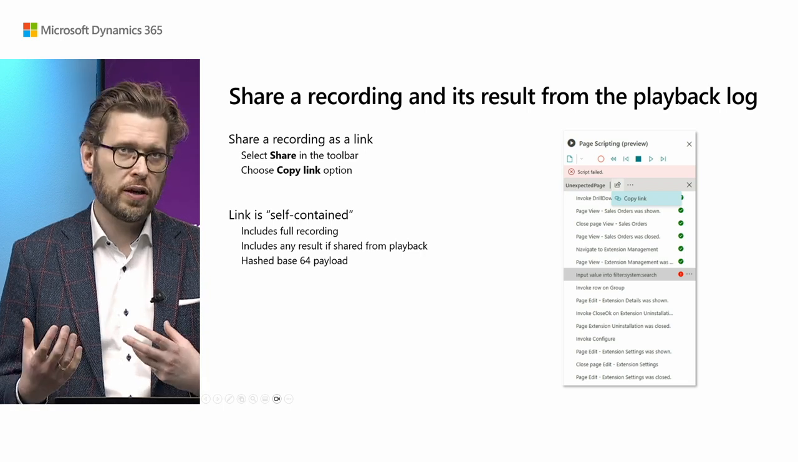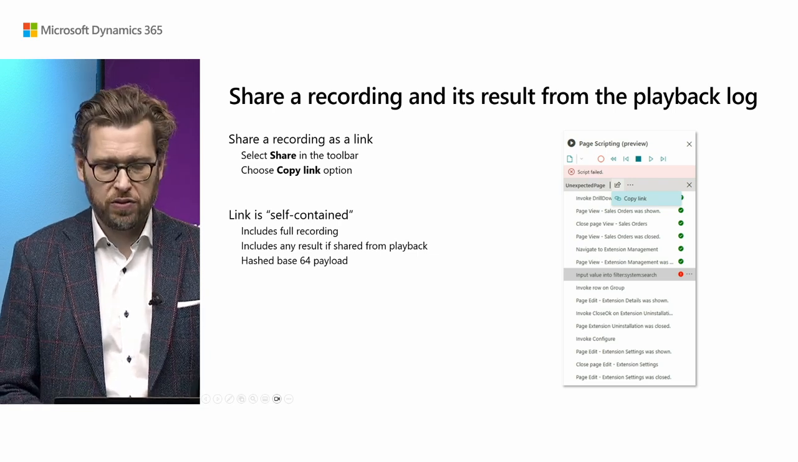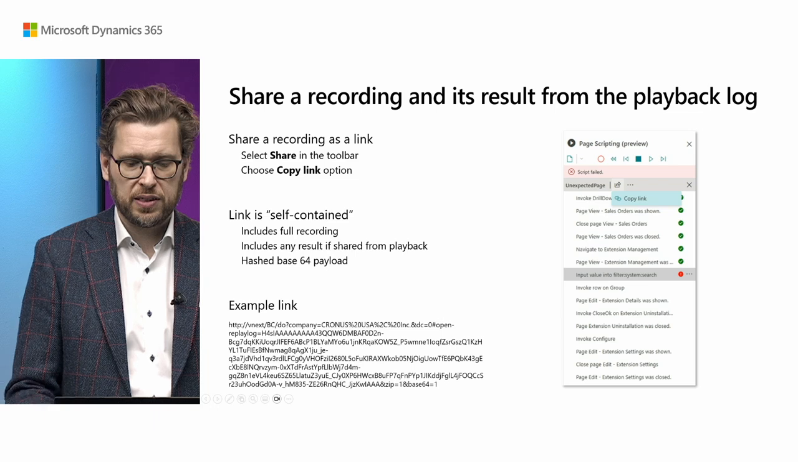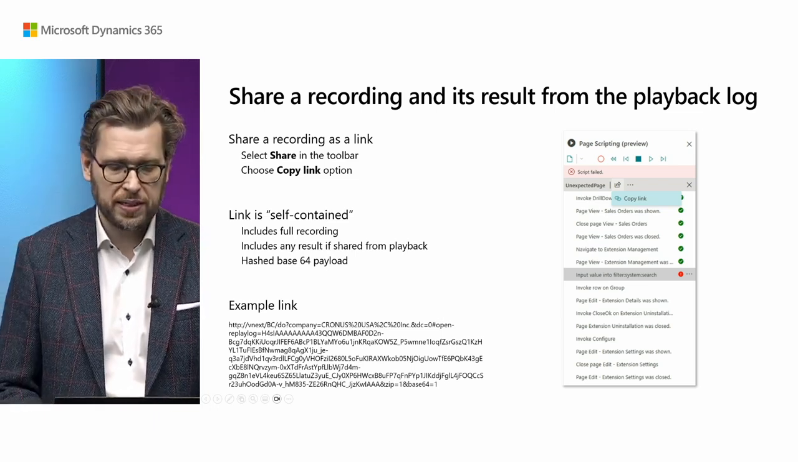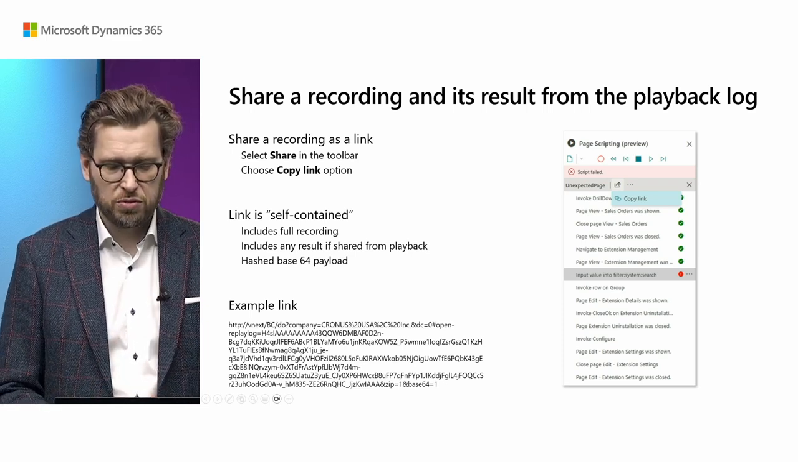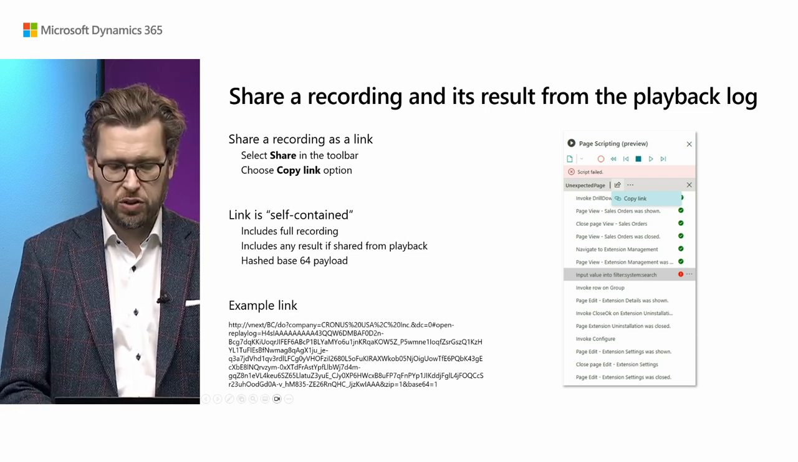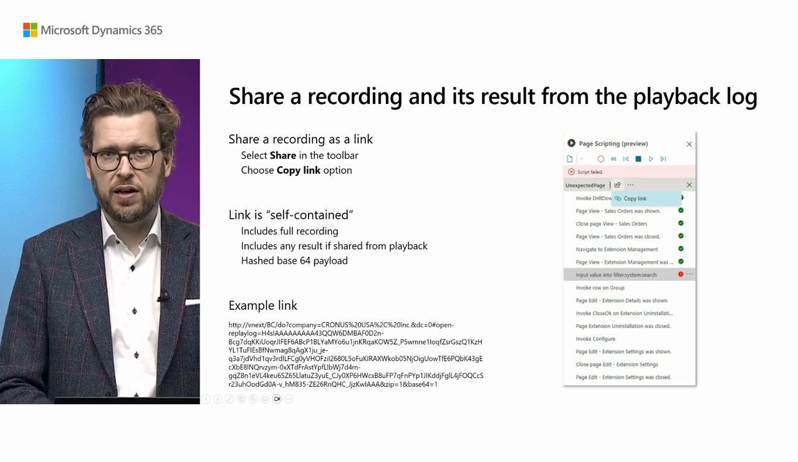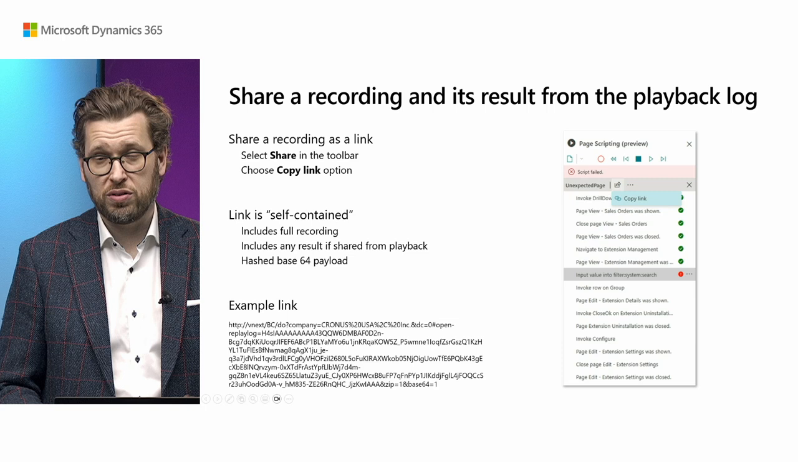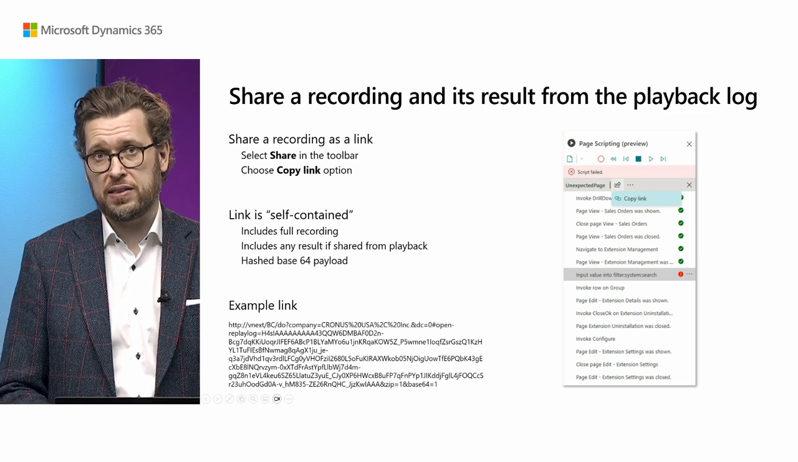It basically includes the full recording. And if you ran it, it will also include the state of that recording. And all of that is hashed in a base 64 payload that might not mean anything to you, but basically it means that the link that you're getting to your environment will include a lot of strange characters that is a very efficient representation of this test case and the result. And then you can take this link and give it to someone else, and if they have access to that environment, of course, they can invoke that and they can see the page script as well as the result, maybe to further investigate why this is failing in the test.